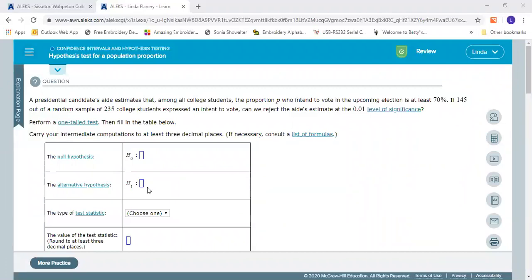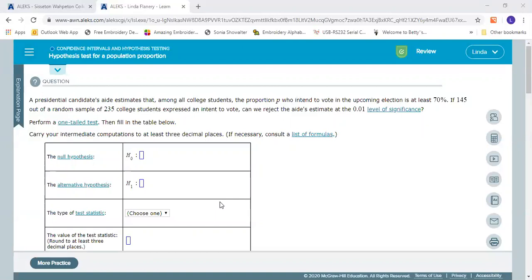So my alternative hypothesis has just the less than. I'm going to do the left-tailed test then when I do this. The type of statistic is going to be the z-test. I'm going to just go ahead and use my graphing calculator. So I'm going to push stat, cursor over to tests, go to 5 for my one proportion z-test. P sub 0 is going to be 70%, so 0.7 or 0.70.